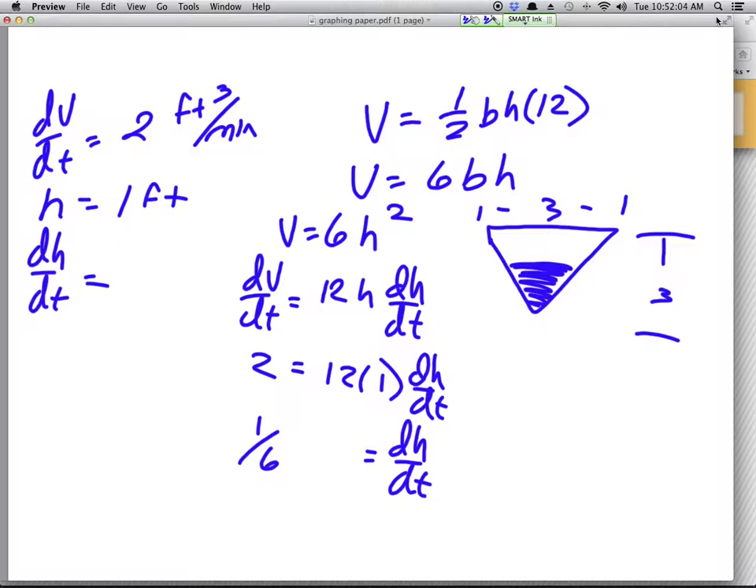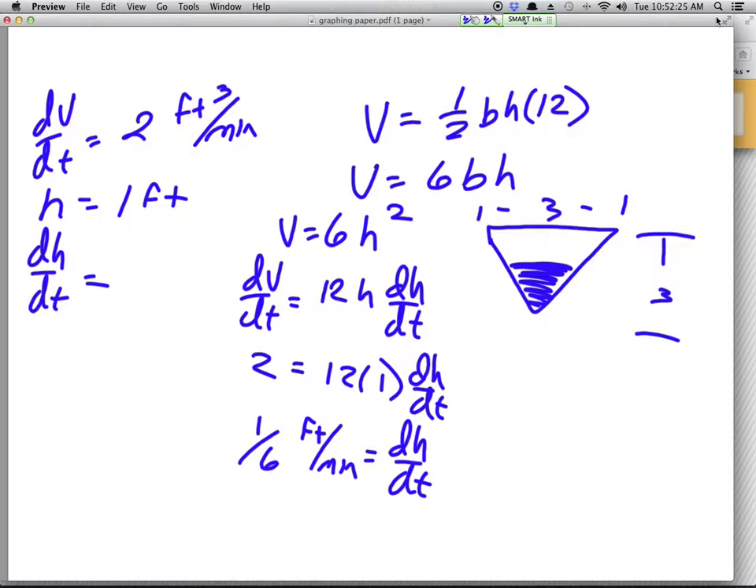What would my units be? Feet per minute. So it'd be 1/6 feet per minute. Well, why is it feet? Because we're talking about a height, and I measure height in just a unit. In this case, my unit is feet.